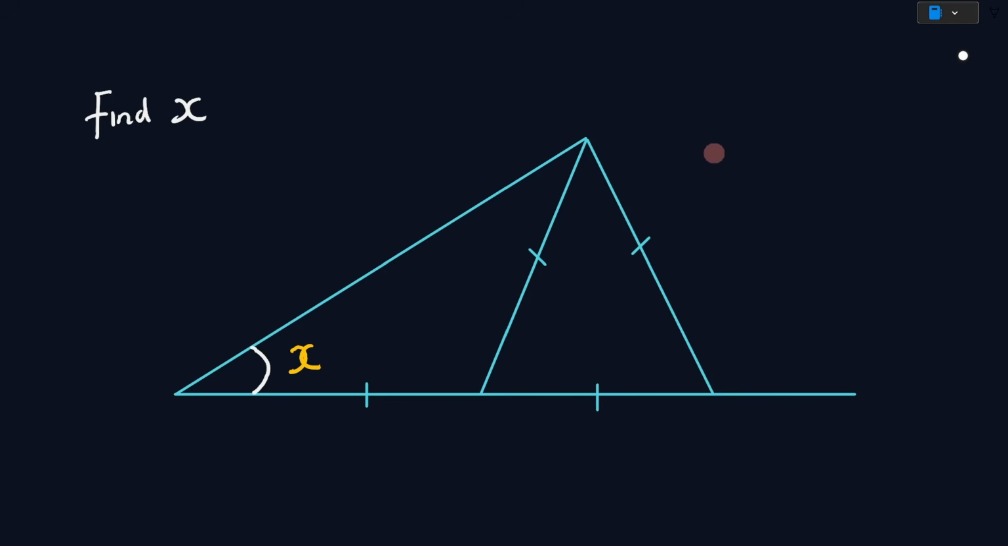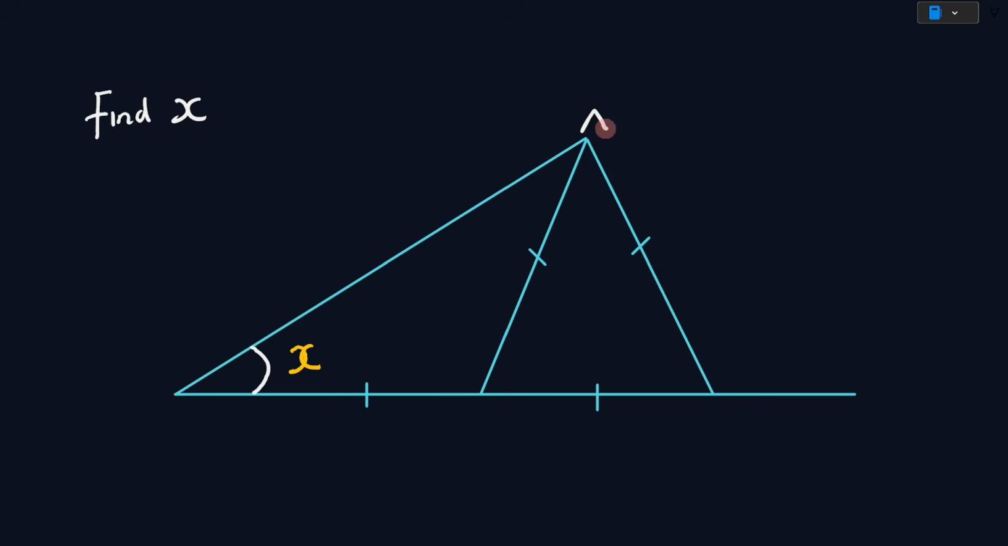Before we begin to solve this, I need you to take a good look at this question and see if you can solve it yourself. Now we are given a shape. We are given this geometric figure where we are asked to find x, and we are not given any other angle, just x. Before we begin to solve this, I need us to label this shape.